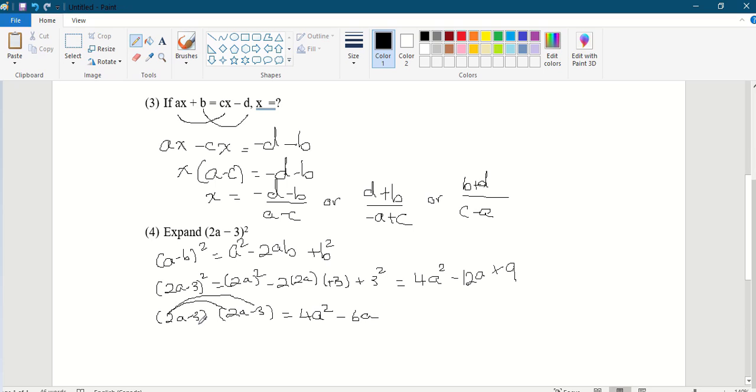3 times 2a but negative will give me negative 6a, and lastly negative 3 times negative 3 will give us positive 9. Now these two are like terms, so simplifying it further, we get 4a square minus 12a plus 9. Either way, we end up with the same result.